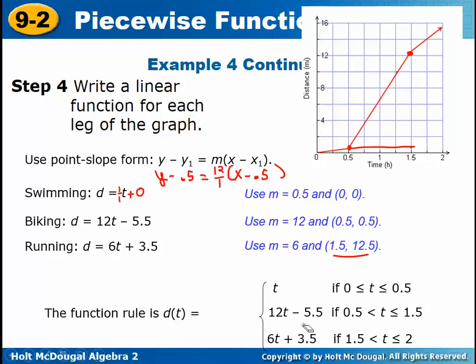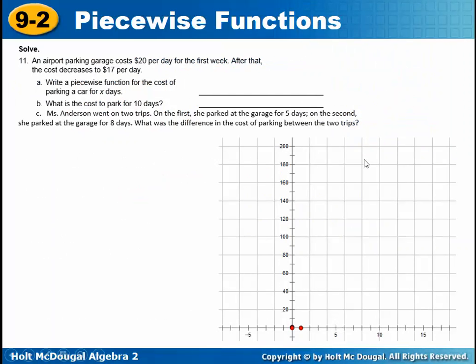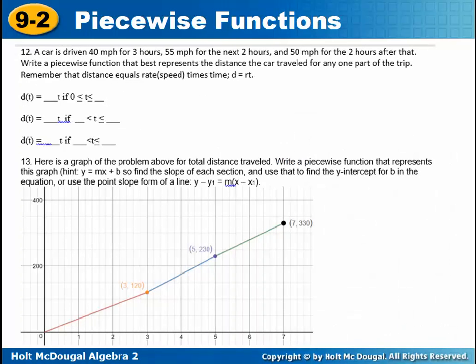Now that was a lot of work. You don't always have to do that much work because sometimes the problem will say, write the function rule for any one given part of the trip or the situation. And if you only have to do it for any one part, then it's simpler. For example, in number 12, this is from your worksheet, it says a car is driven 40 miles per hour for 3 hours, 55 miles per hour for the next 2 hours, and 50 miles per hour for the 2 hours after that. Write a piecewise function that best represents the distance the car traveled for any one part of the trip. So that's the key to it being an easier problem.